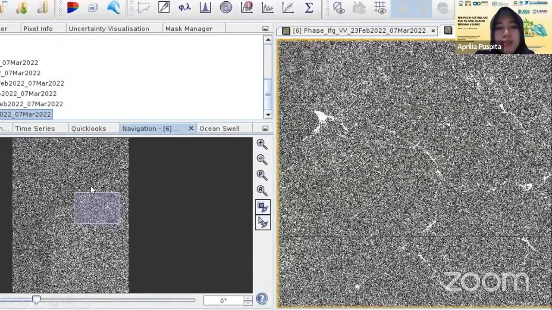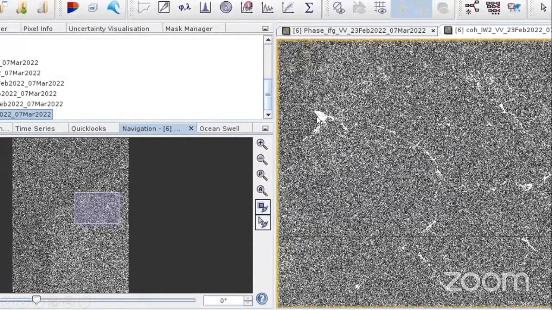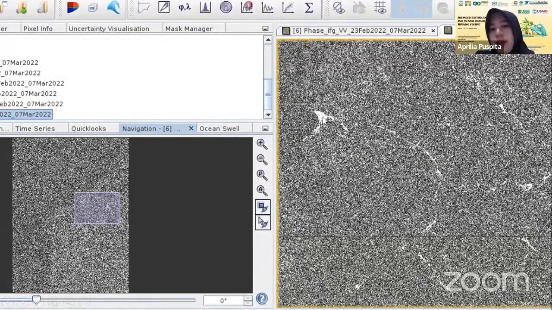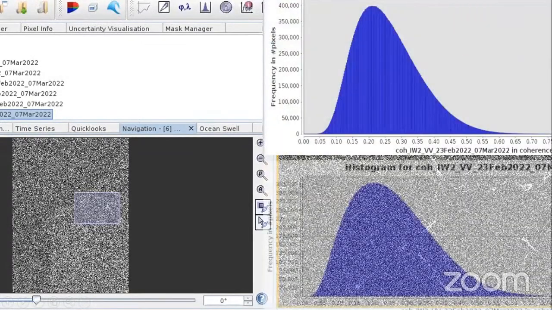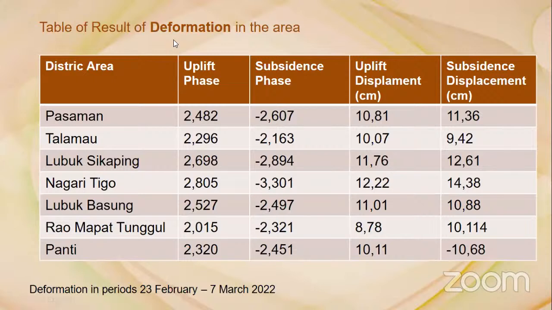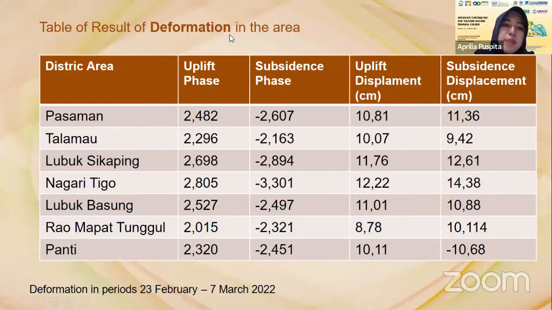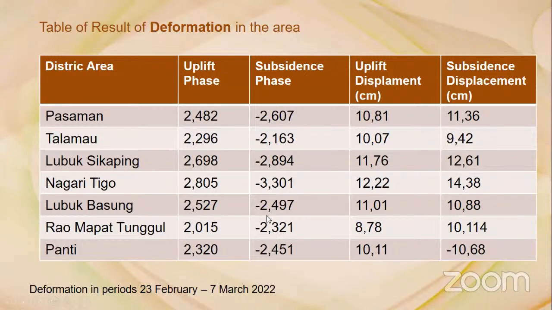I can show you the coherence phase here. The dark area has low coherence, and the light or white area indicates an area with high coherence here. Okay, this is a table of the maximal deformation in the area. We can see the maximal deformation in several districts.